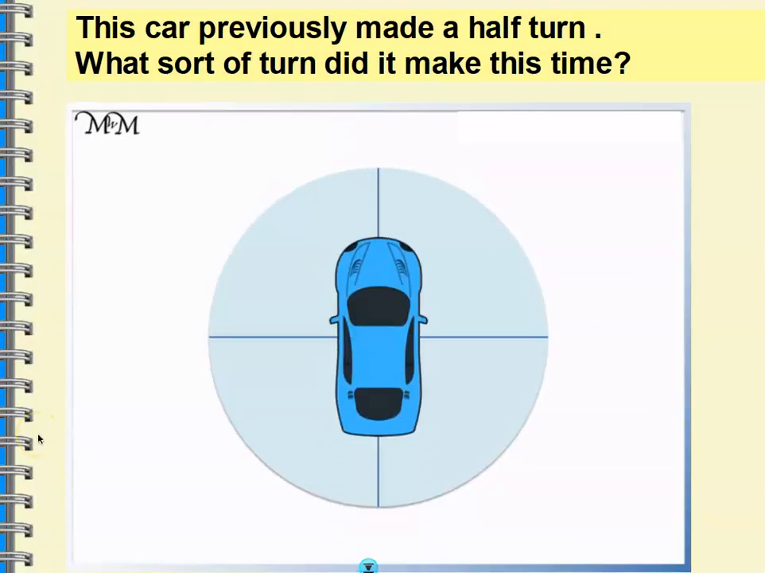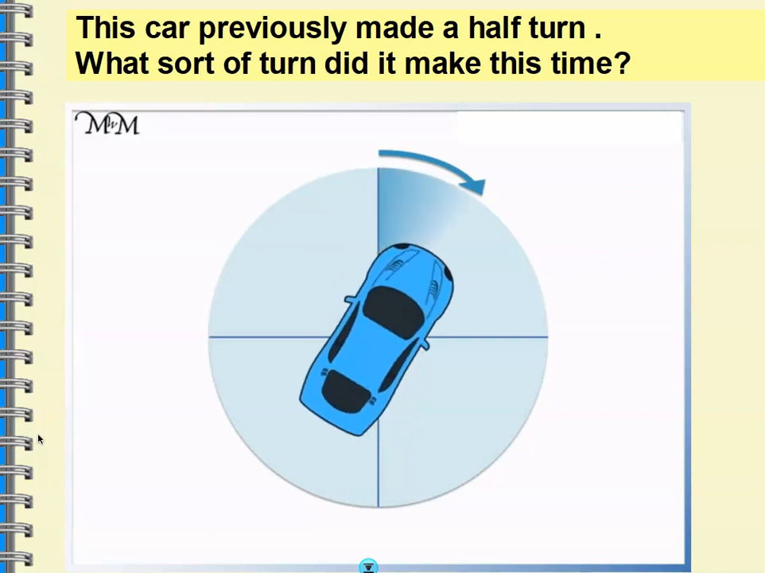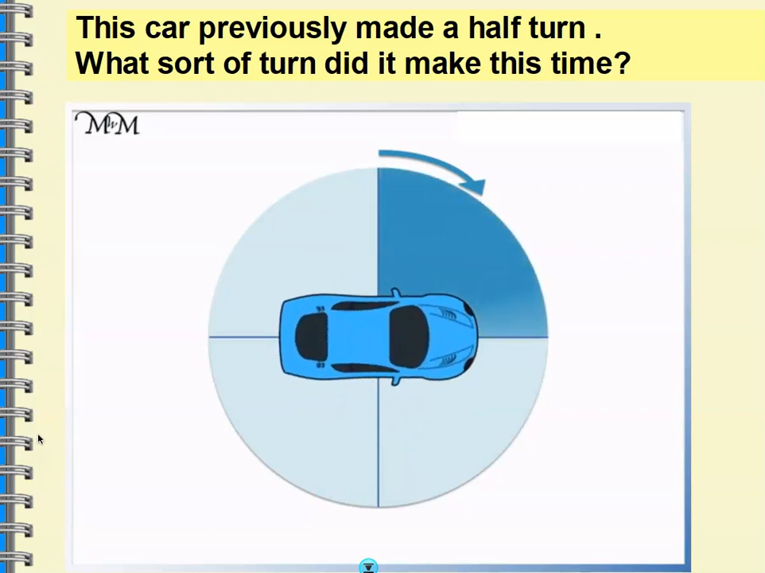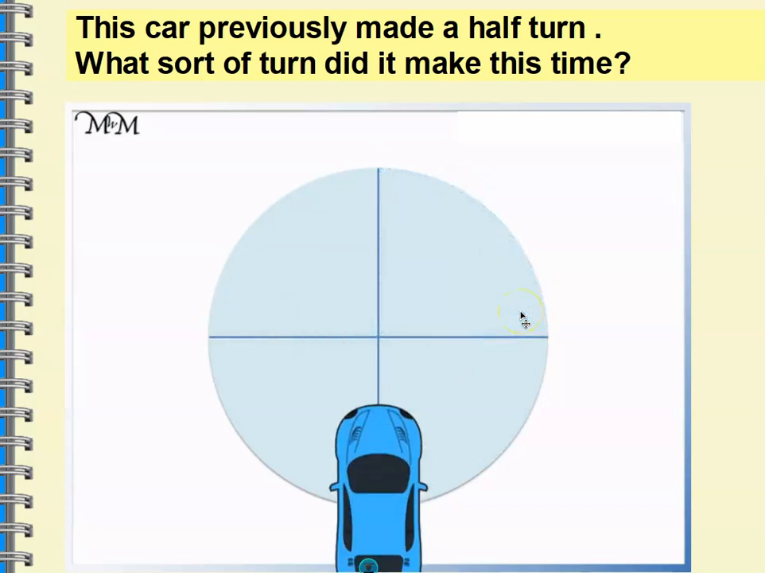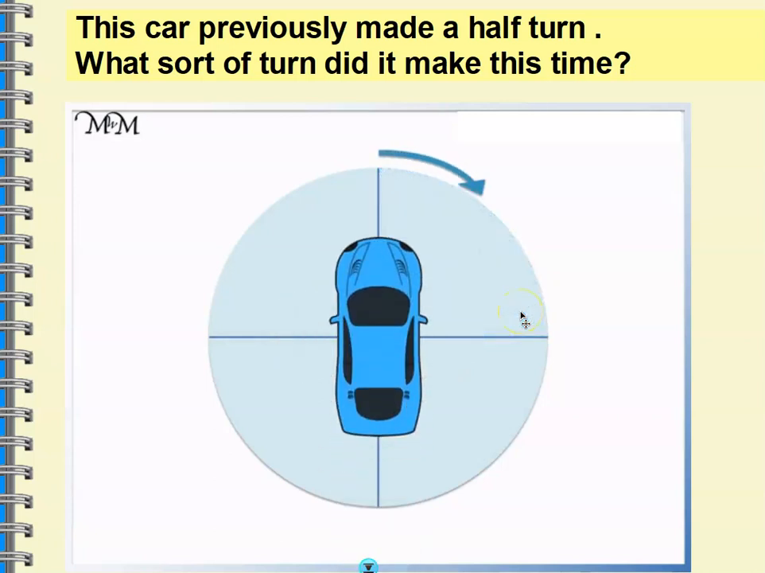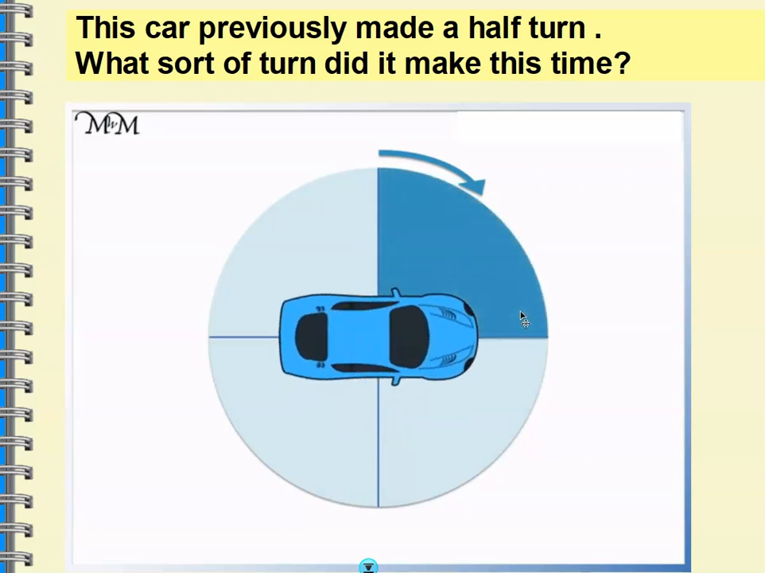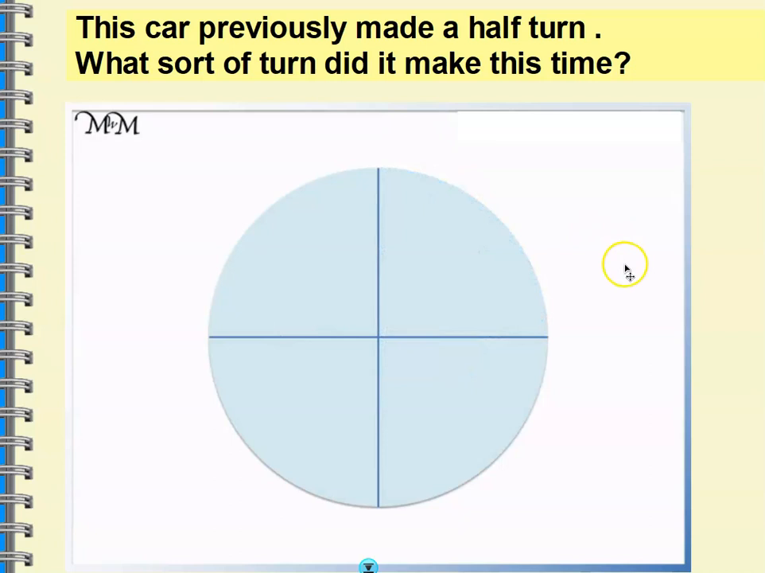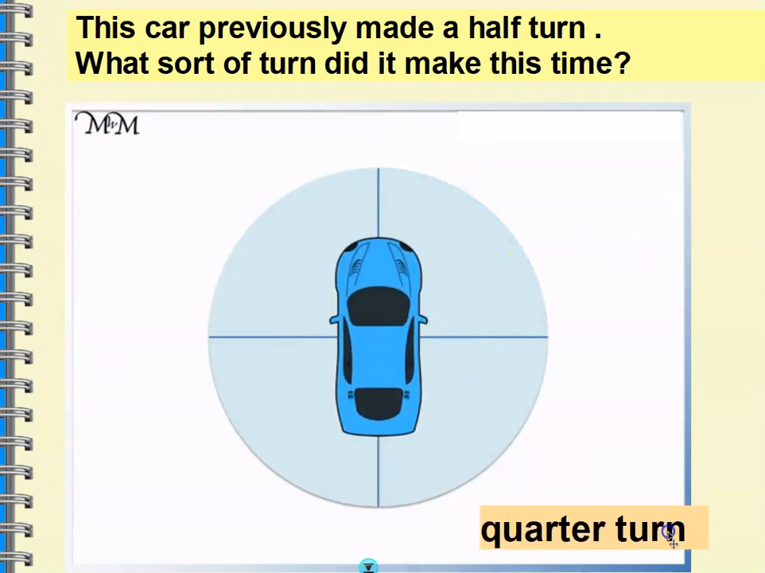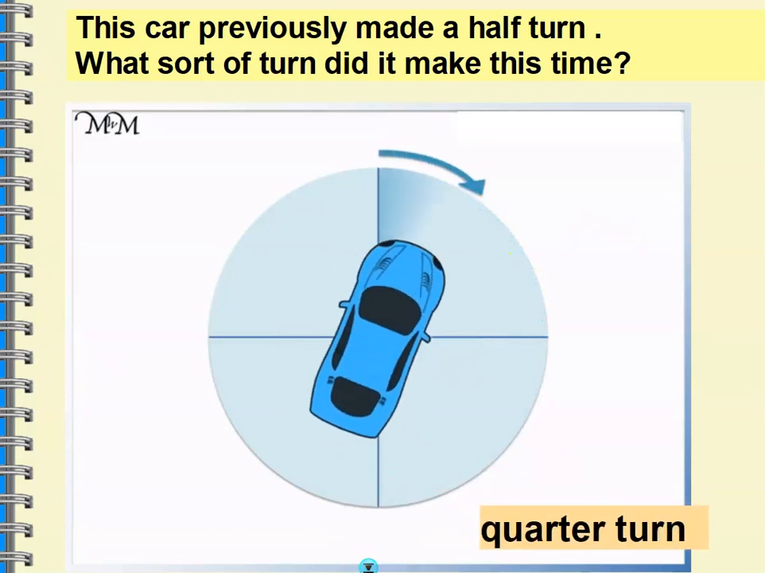The car previously made a half turn. What sort of turn did it make this time? Look at the shaded part in the circle and tell me, what turn did the car make this time? Excellent, it's a quarter turn. The car made a quarter turn this time.